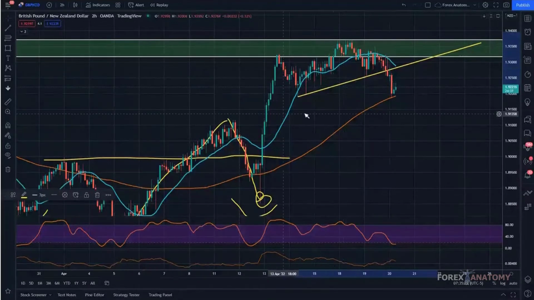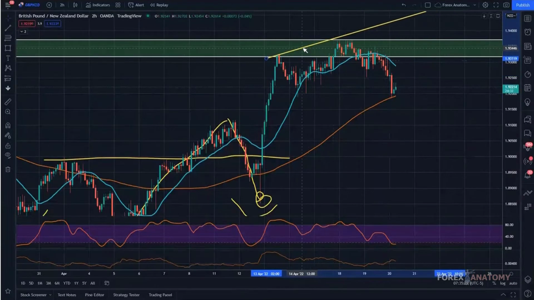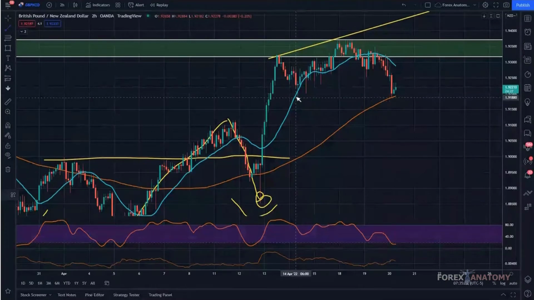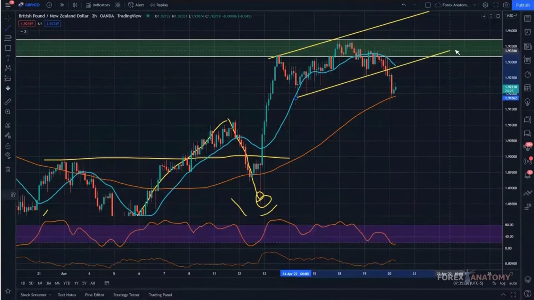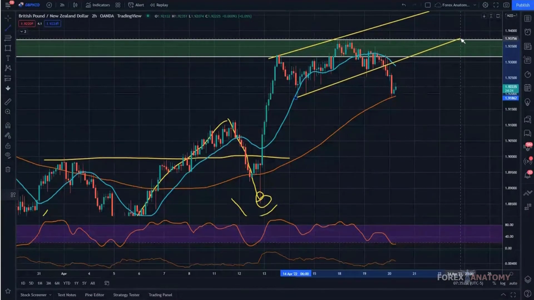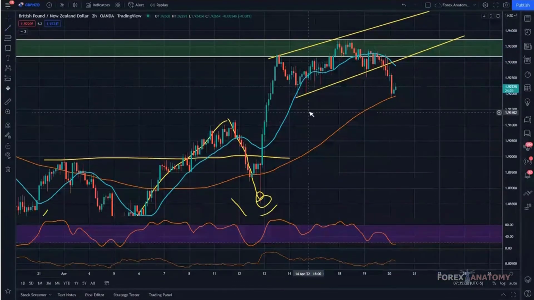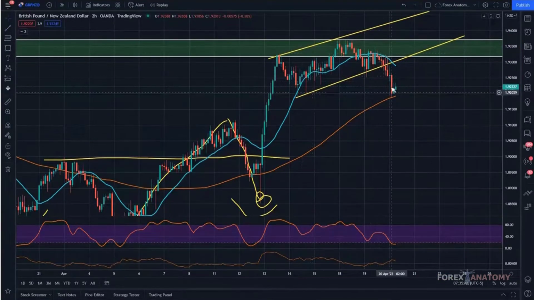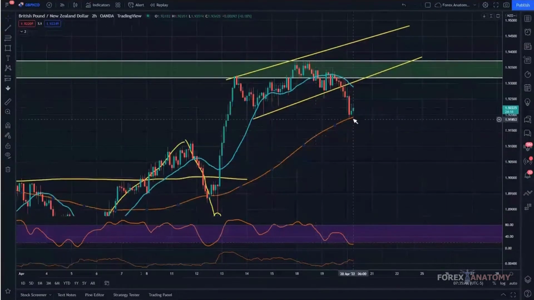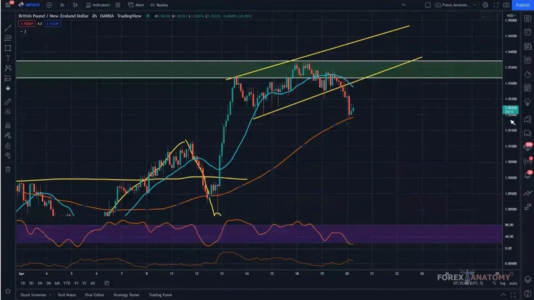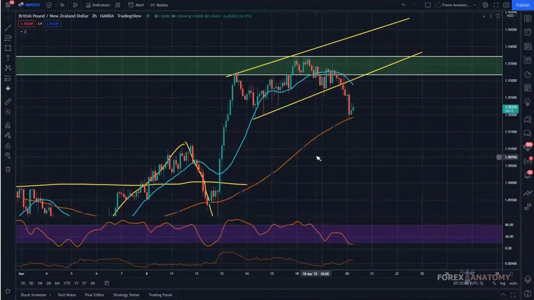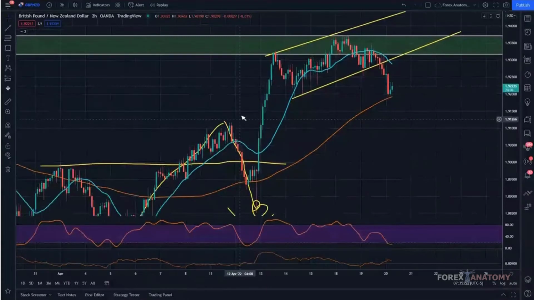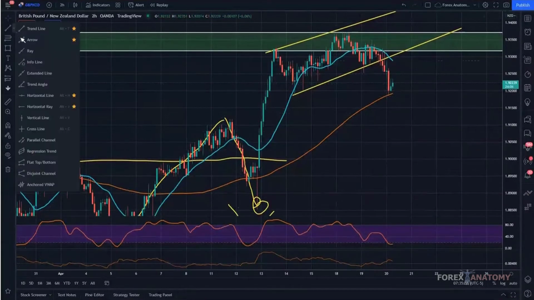Okay, for some reason we're having issues, but what you can do is drag this up to these highs, and you can see that price is creating what we would call an ascending channel. And we just had the break to the downside, so we're expecting price to possibly correct up into this area, and then look for our selling opportunity.